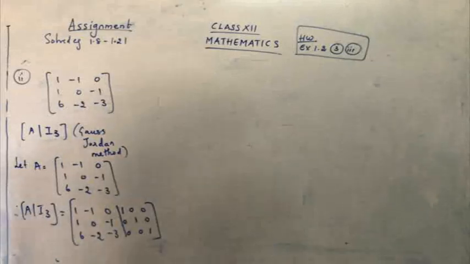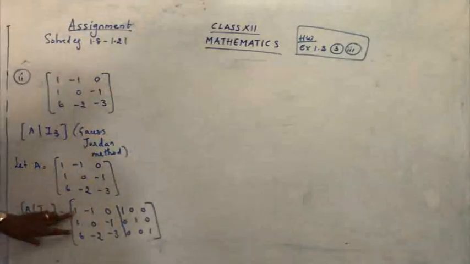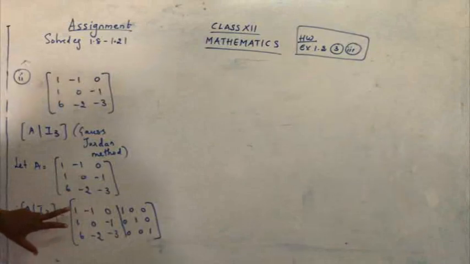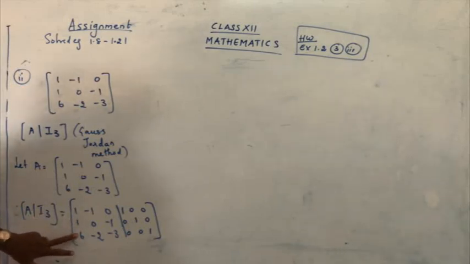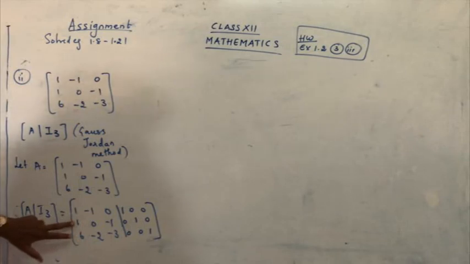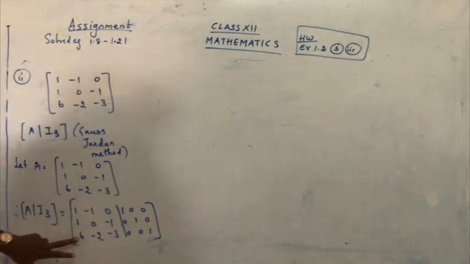Okay, let's see the first step here. What's the first element here, children? The first element of the first row is 1. So what is the first step? Is to try to get 0 for the second row's first element and for the third row's first element. So we have to make this 1 as 0 and also this 6 as 0.